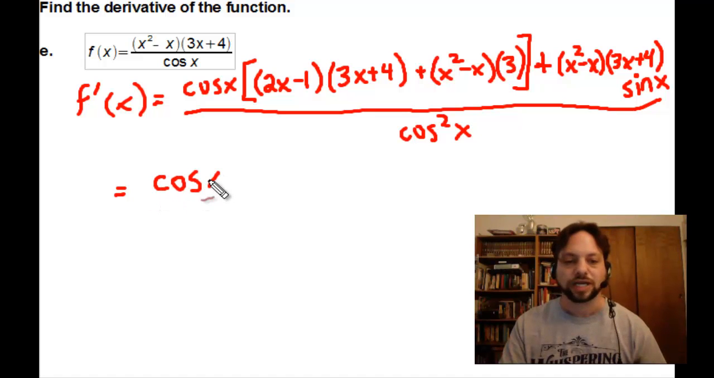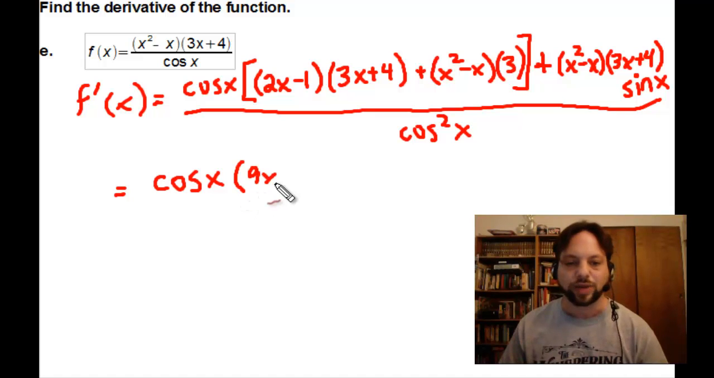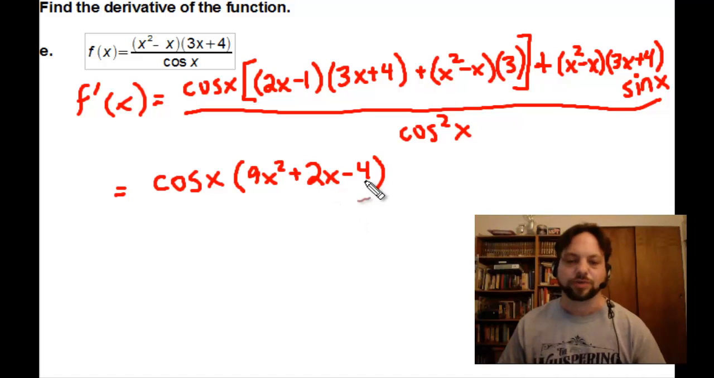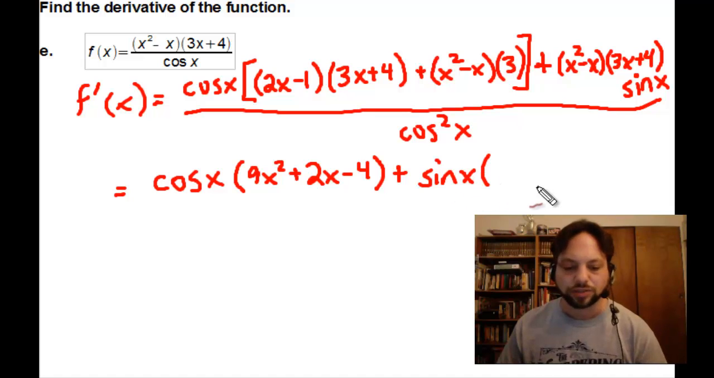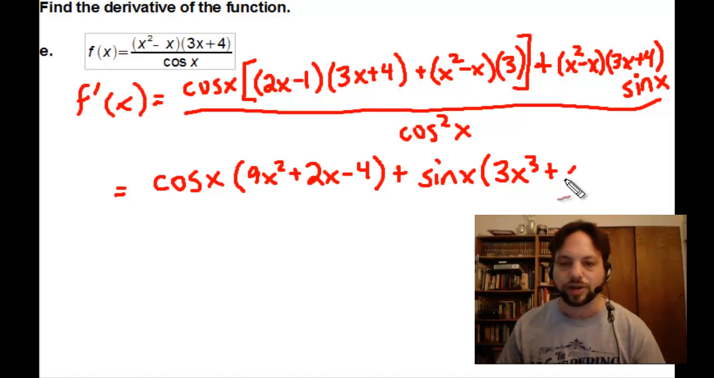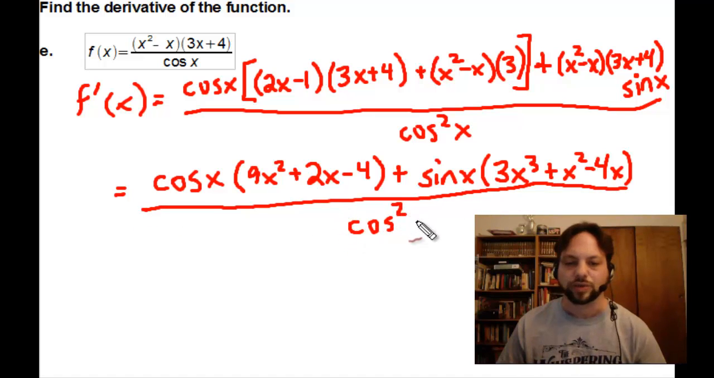We should end up with cosine x multiplied by the quadratic 9x squared, and again, all I did was simplify all those nasty things going on in there. There it is, 9x squared plus 2x minus 4. And then the second part of that in the numerator is just going to say sine x multiplied by, this would be 3x cubed plus x squared minus 4x. Now, I only messed around with the numerator, so the denominator is going to stay the same. No change here, that's still going to be cosine squared x.